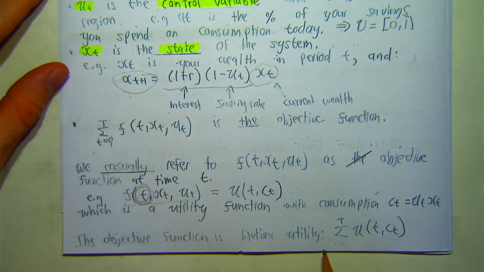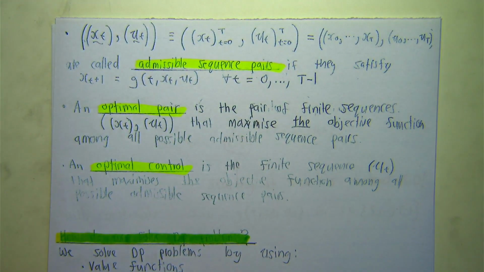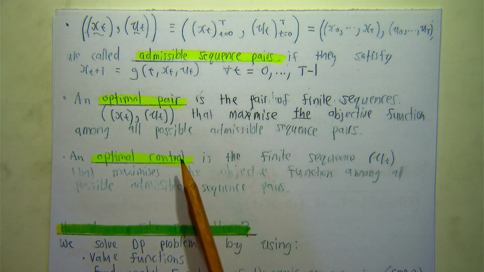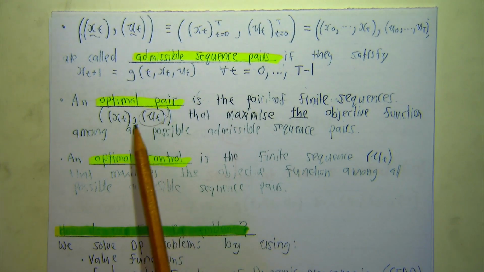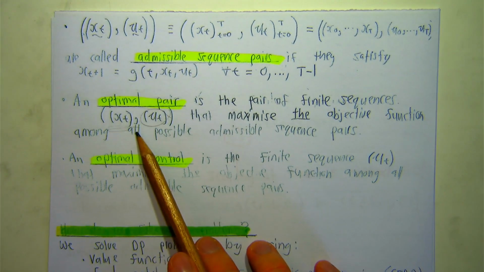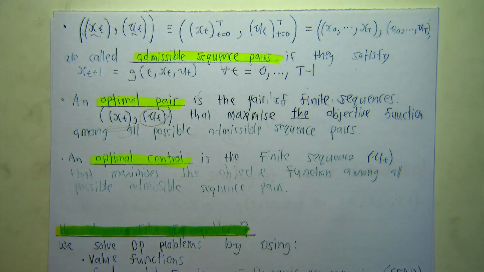Okay, and then yeah, the objective function is the entire sum. Okay, so what we're looking for in these questions is ultimately the optimal control, which is your choice UT across your life that will optimize your utility across your entire life. And that will come with it the optimal pair, which combines your control variable with your state variables. And these are optimized amongst your admissible sequence pairs, which are all of the possible control and state variables you can have together.